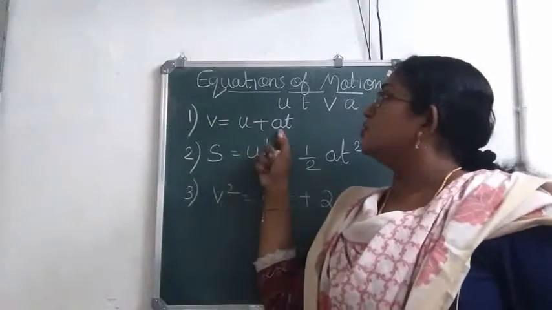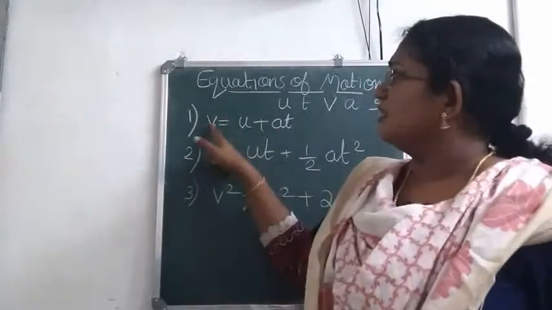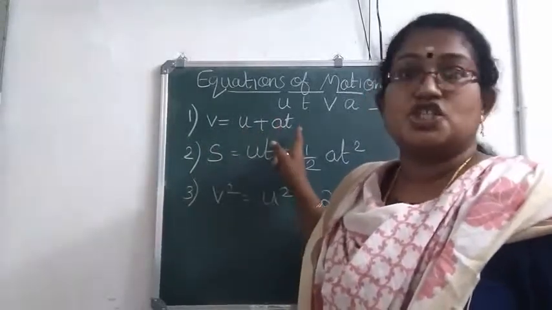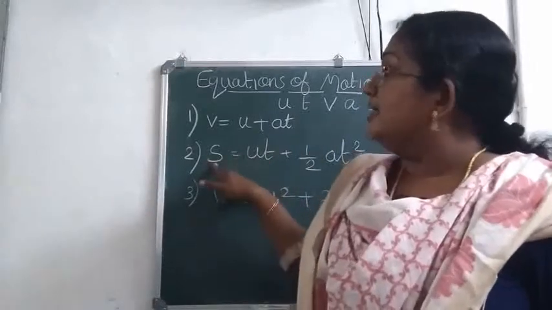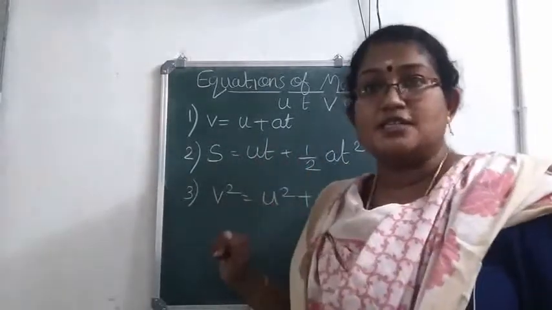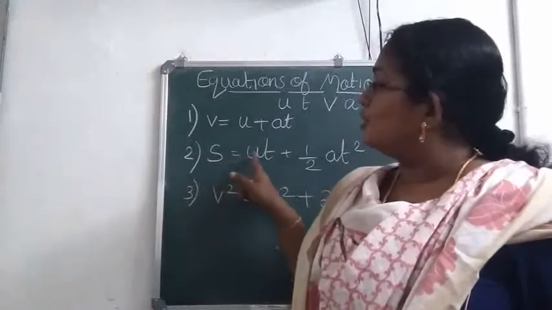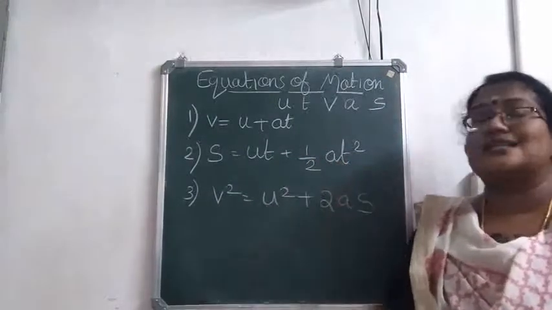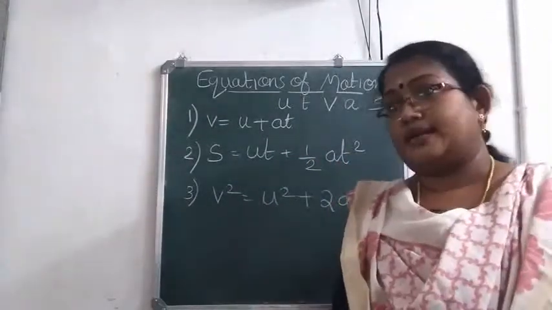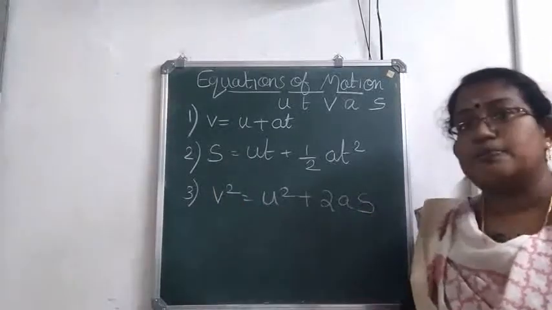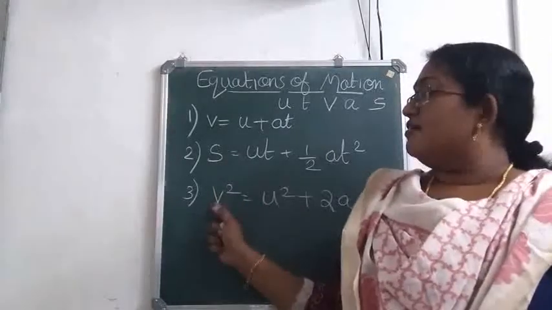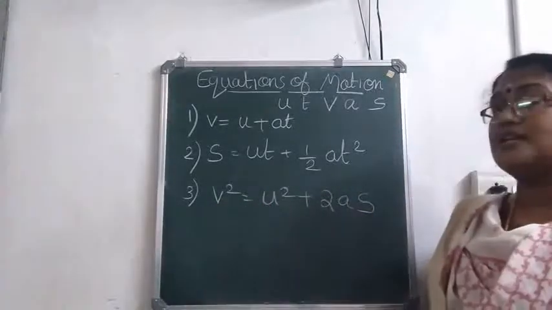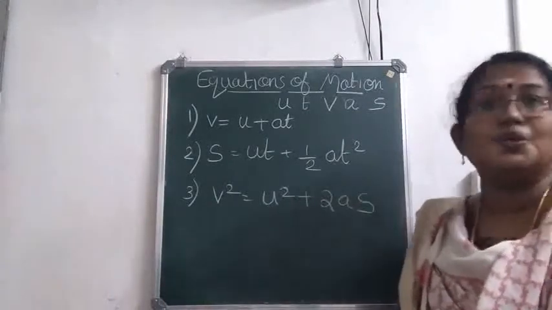v is equal to u plus at: final velocity is equal to initial velocity plus acceleration into time. s is equal to ut plus half at square: displacement is equal to initial velocity into time plus half into acceleration into time square. v square is equal to u square plus 2as: square of final velocity is equal to square of initial velocity plus 2 into acceleration into displacement.